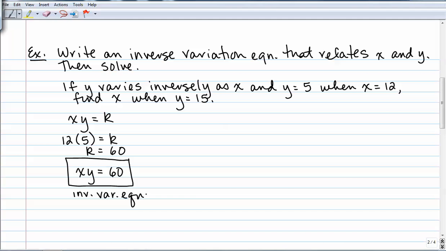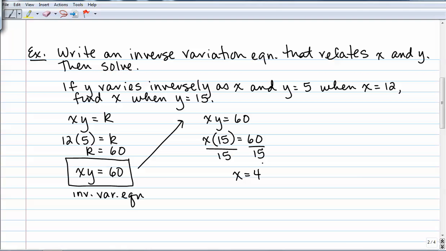Now the second part of the problem asks me to find x when y is 15. So I'm going to use that equation, xy equals 60, and I don't know what x is, but I do know that y is 15, and those two multiplied equal 60. So dividing both sides by 15, solving for x, x is equal to 4. And that's the second part of my answer.